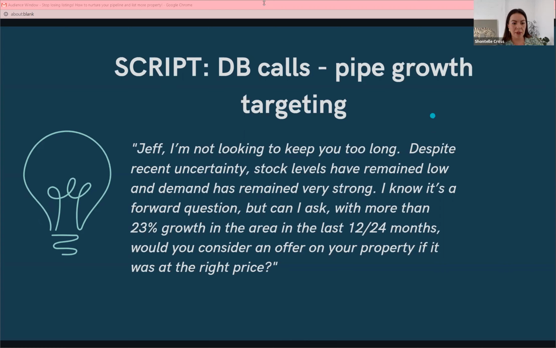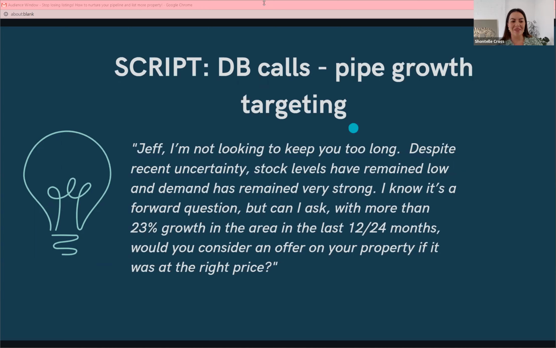Hey, Jeff, I'm not looking to keep you long. Despite recent uncertainty, stock levels have remained low and demand has remained very strong. I know it's a forward question, but can I ask, with more than 23% growth in the area in the last 24 months, would you consider an offer on your property if it was at the right price? And then be quiet.